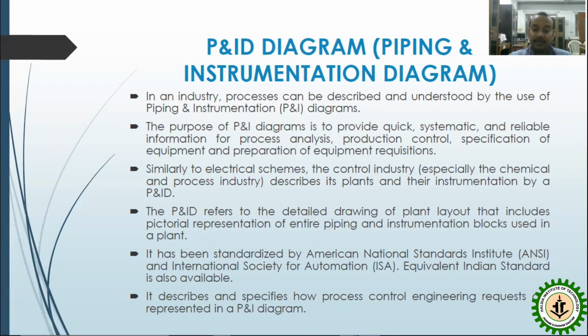The last point: it describes and specifies how process control engineer requests are represented in a P&ID diagram. So you need not use your words. Your diagram will tell all the things: what implementation will be associated with your industry, what your requirement is, how the requirement can be met, and which type of instrument you want to install in your industry. That will be identified.